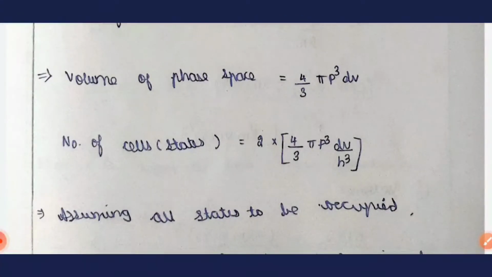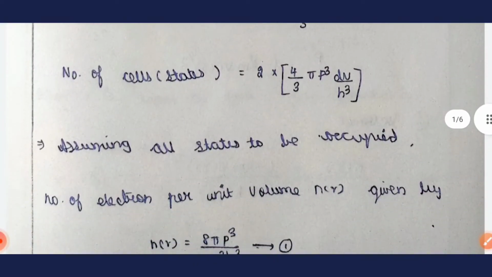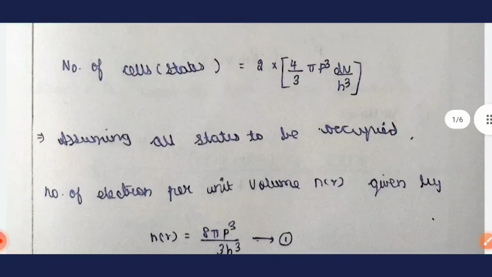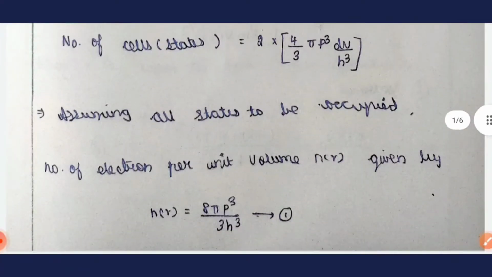If all the states in the above given cells are assumed to be occupied by the electrons, the number of electrons per unit volume n of r can be obtained simply by dividing by dV in the above equation. We will arrive at n of r equal to 8 pi by 3 divided by 3 h cube.